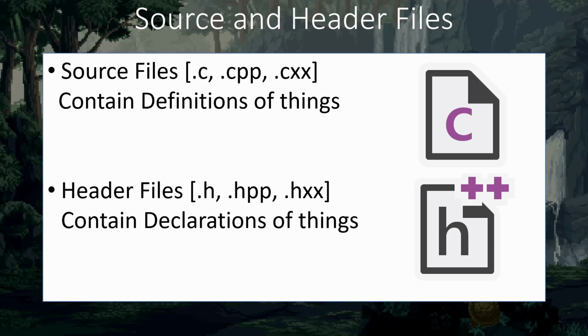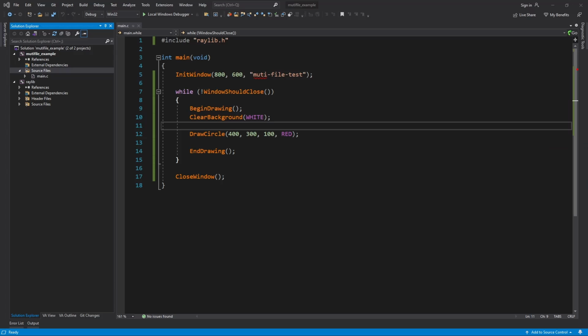With this system, we can then have multiple source files with different things that can access items from other source files via the header files. Since header files do not contain the actual code for things and just declarations, it is perfectly valid to include the same header file into multiple source files. The actual code for a thing will still only be defined in one source file, so it will link properly. Let's take a look at an example.